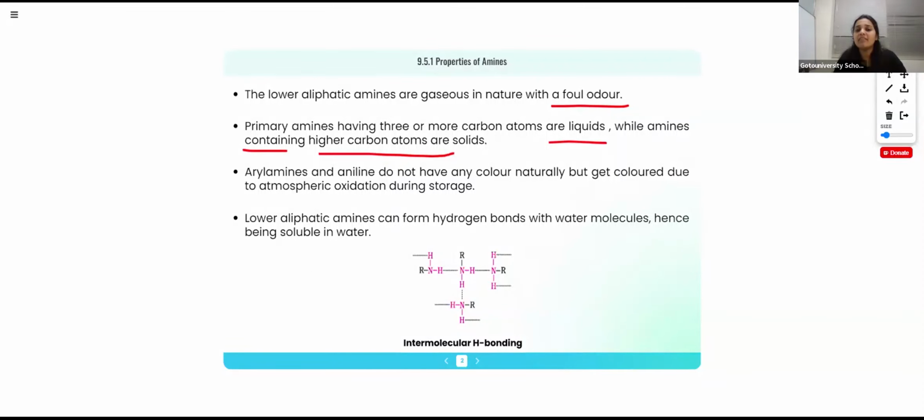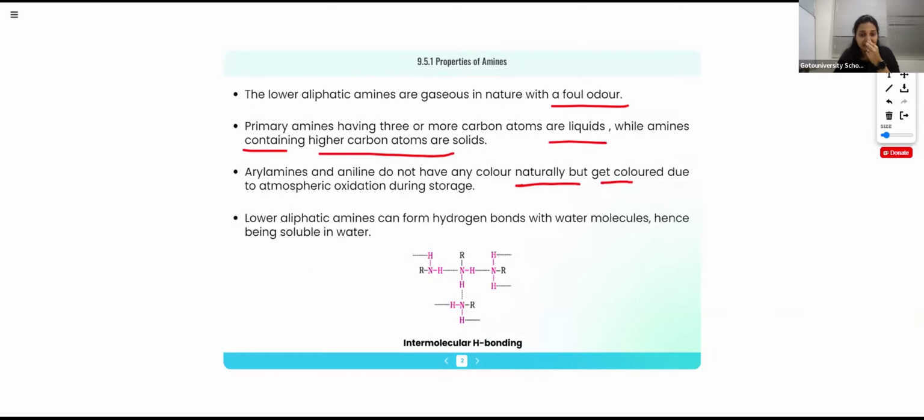Aryl amines and aniline do not have any color naturally. Normally, if you are seeing aniline, it is a brown colored compound, but normally aniline is not colored. Why do they have that color? Because they oxidize during storage. That's why they get a brown color. Secondary, tertiary, primary, all the aryl amines are similar. They do not have color, and become colored due to natural oxidation in the presence of air.